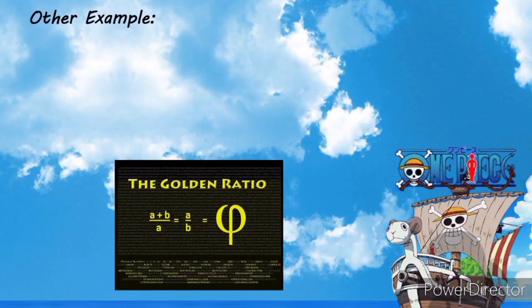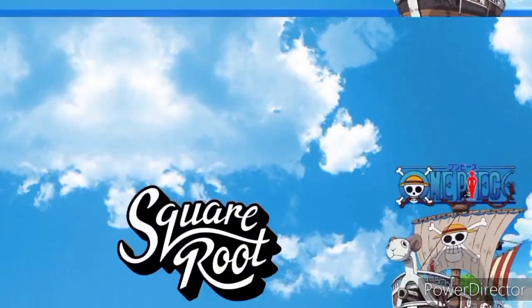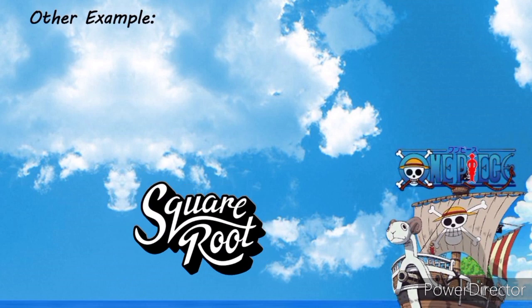The next example is the golden ratio. The golden ratio is an irrational number. The first few digits look like this. Let's try this last example.